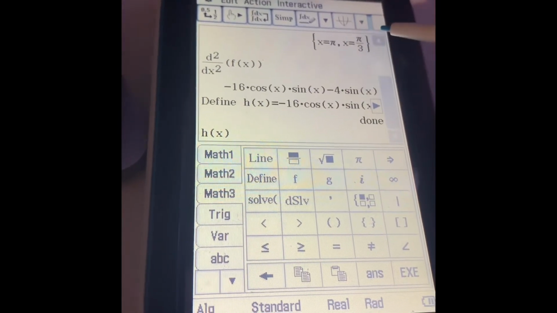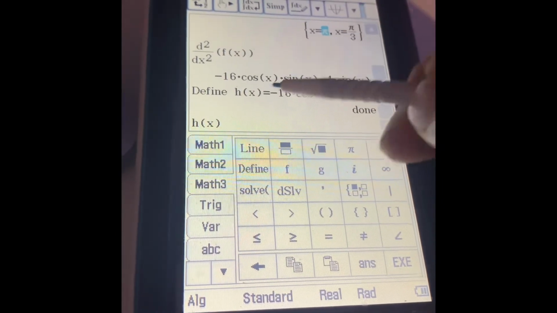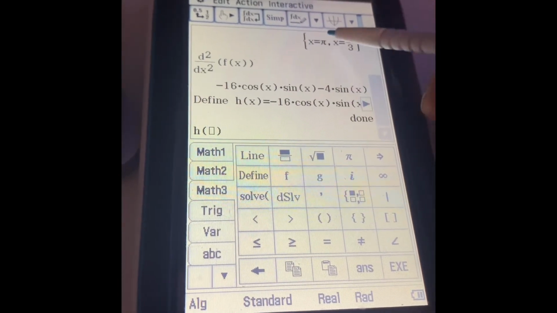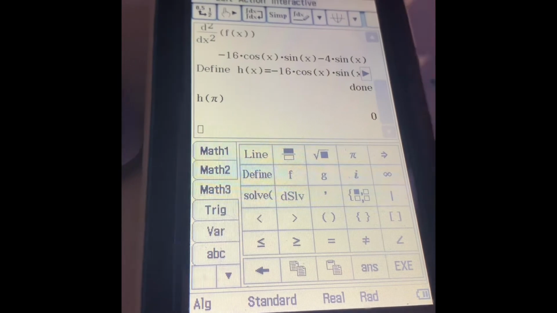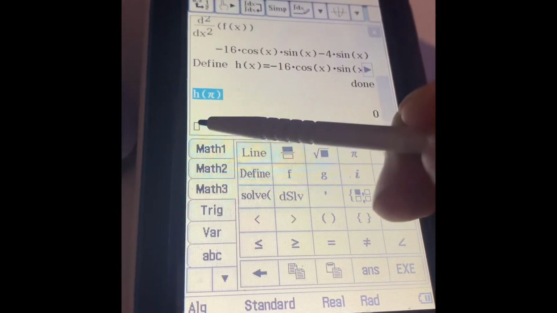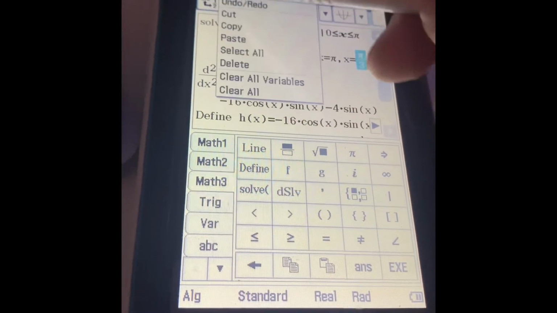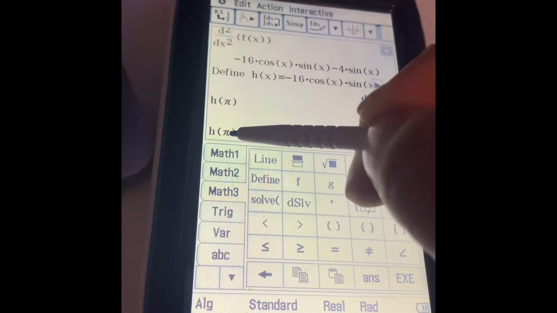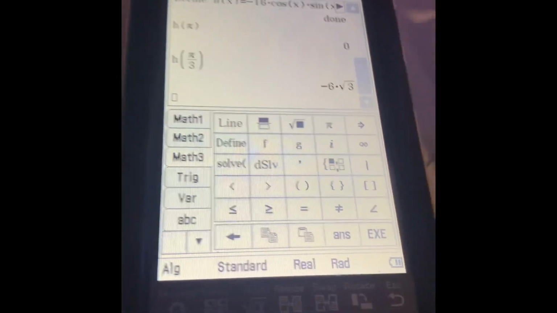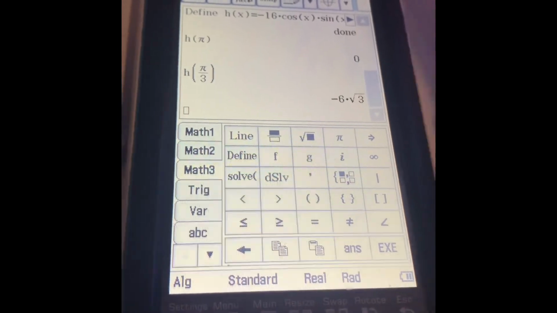So now we have two solutions, but we don't know which one is maximum and which one is minimum. So we can replace the x with the first one, which is pi. Okay, and then you know it's 0. Okay, and then the other one, if you put pi over 3, copy, if this is pi over 3 and paste, you have a negative number. What does that imply? It implies that you have a local maximum there.